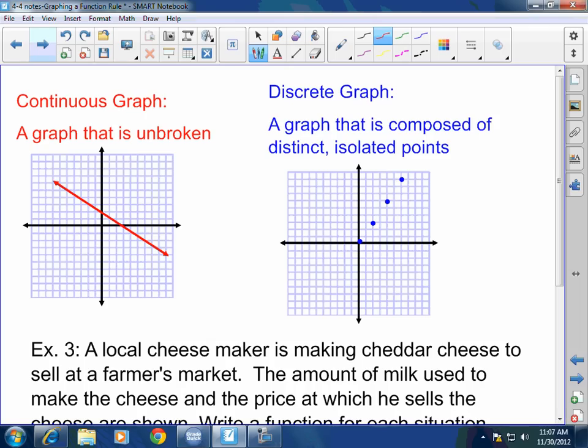that is what a discrete graph looks like. I want to give you now an example that's going to show you a discrete graph and a continuous all in the same problem, and hopefully that will wrap things up and show you when it's discrete and why, and when it's continuous and why.